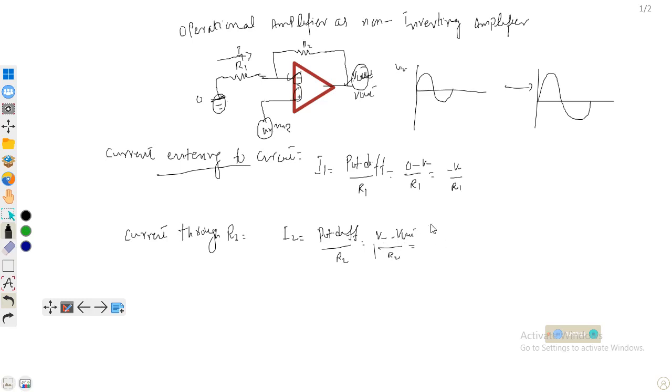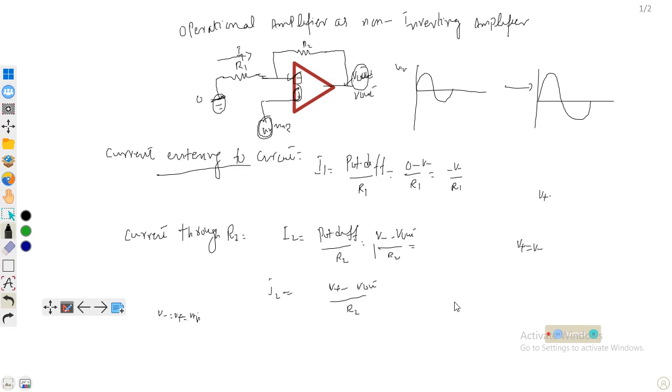You know that V plus is equal to V minus, as we already discussed, and V minus is virtually grounded. V minus is equal to V plus, and V plus in this case is V input. So V minus will be equal to V input. So we can write the expression: I2 will be equal to V plus minus V output, divided by R2. Here we can see that V minus is equal to V plus.